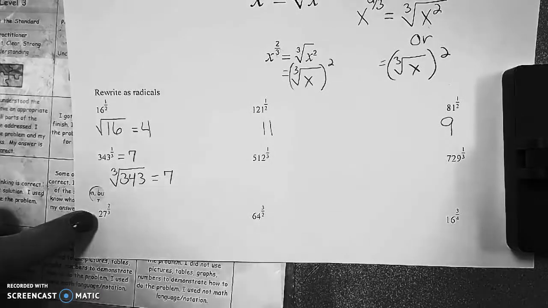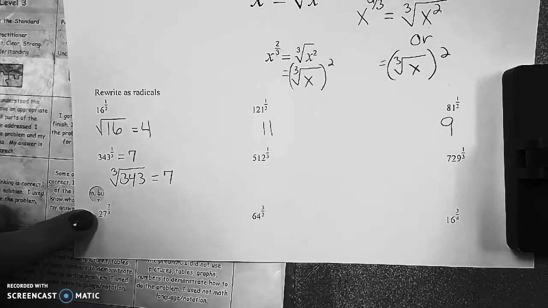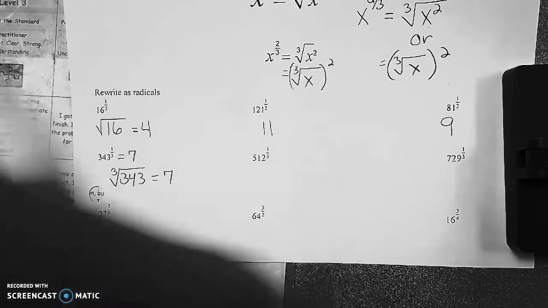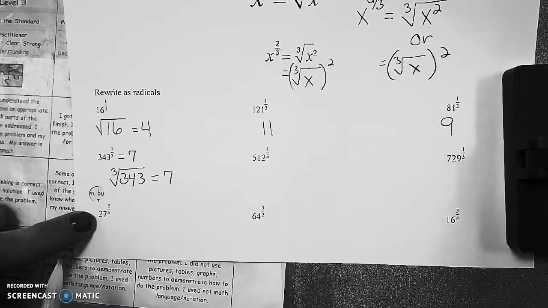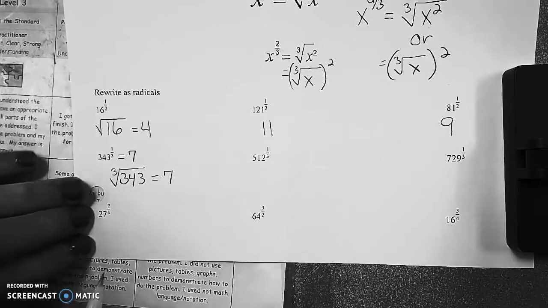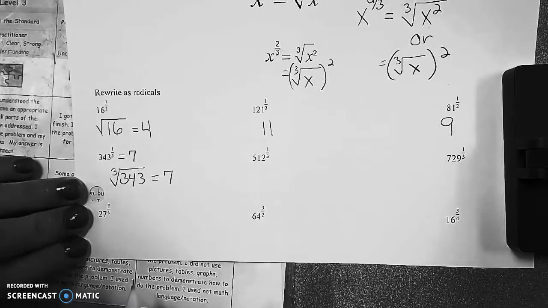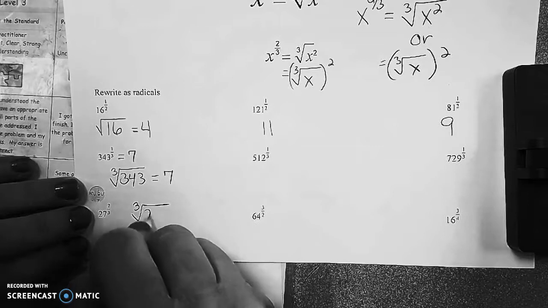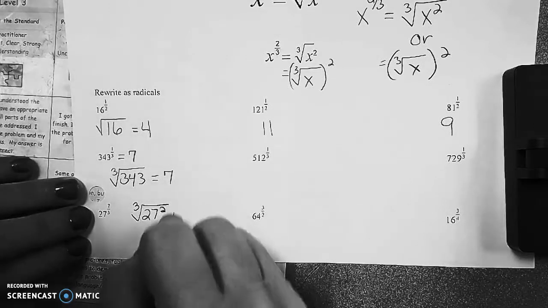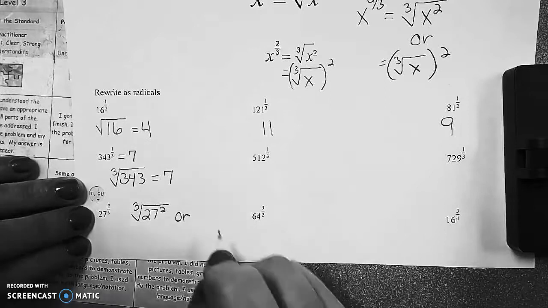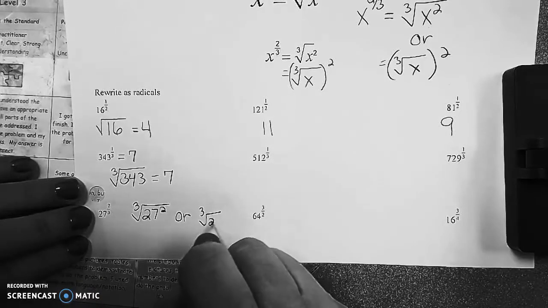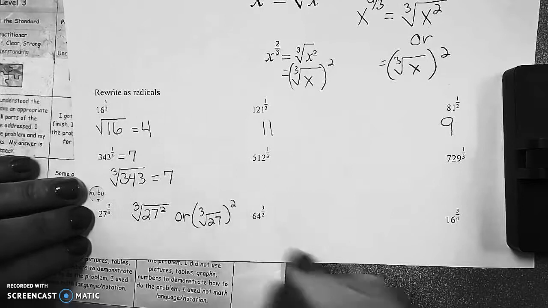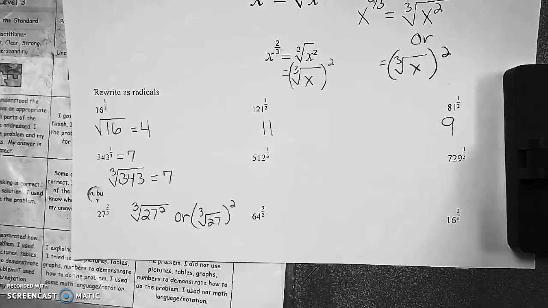So that brings us down to 27 to the 2/3. So as I look at this problem, 27 should stand out to you. 27, you should know, is a perfect cube. So I want to mention there are two ways that we can actually write this. We can say the cubed root of 27 squared, or we can say the cubed root of 27 and then quantity squared. Either way is acceptable.